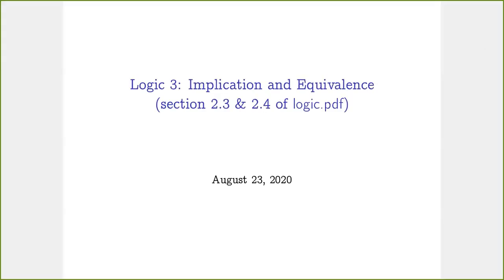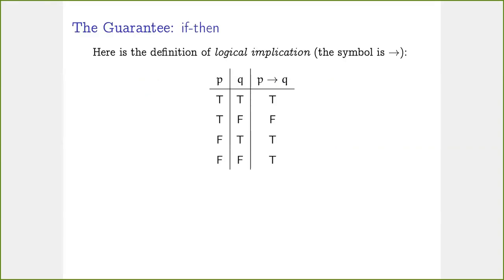The implication is the most important connection between propositions in logic and math. We'll deal with equivalence in a later talk. Here's the definition of logical implication. The symbol is a right arrow, and you can read it as implies.